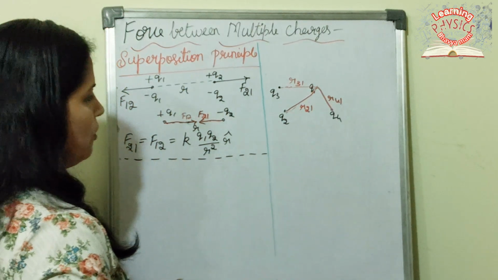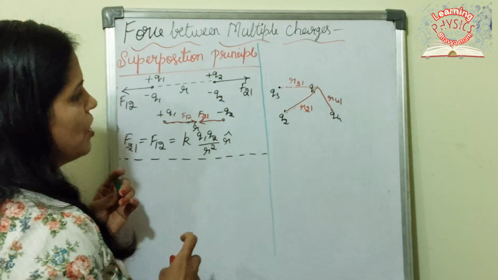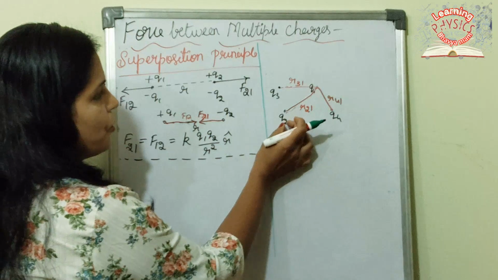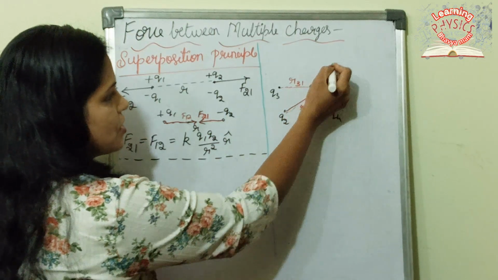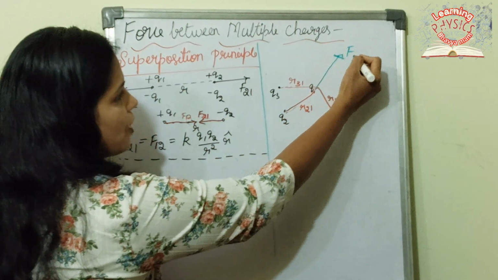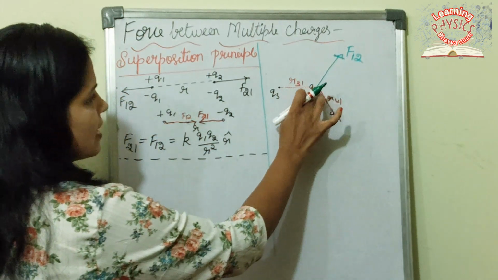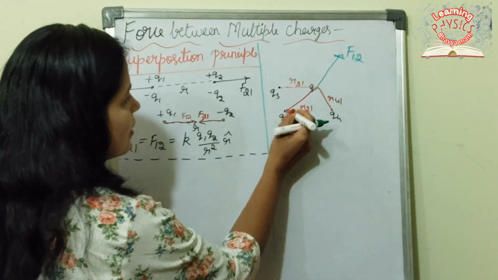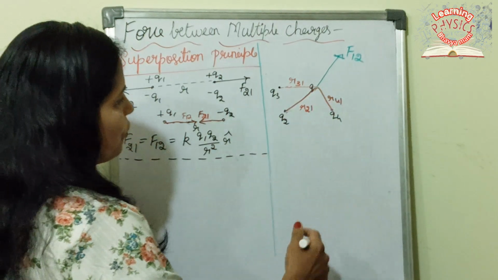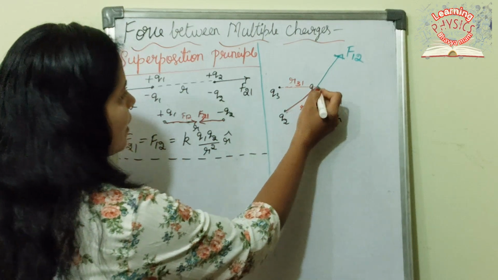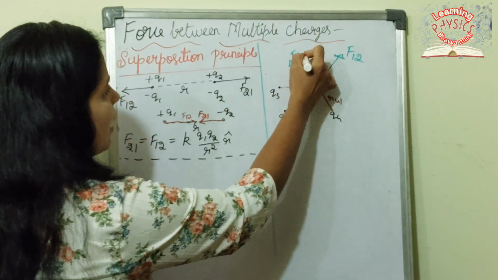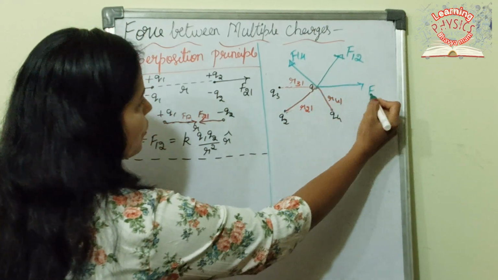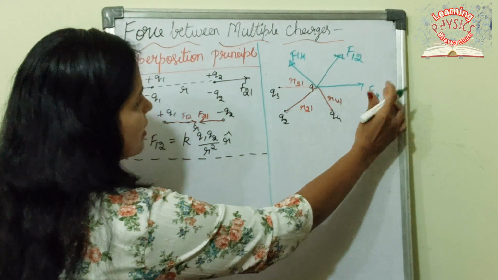Now, what is the direction of the force? Let it be that all these charges are like charges. So Q2 exerts a repulsive force in this direction. Just extend this further. So this is the force on first due to second. Now, Q4 also exerts force on Q1 in this direction. So force on 1 by 4. Similarly, Q3 also exerts force on Q1 in this direction. So force on 1 by 3.